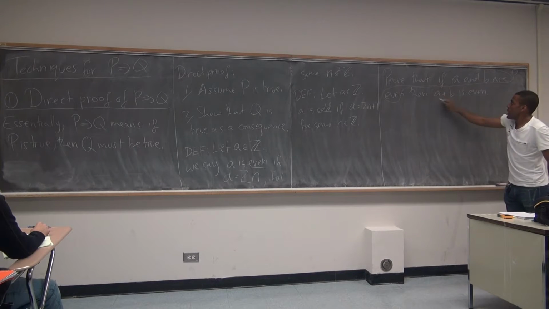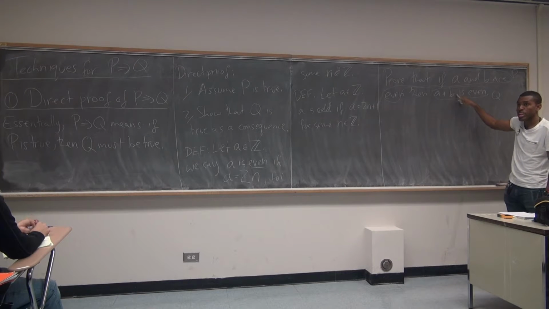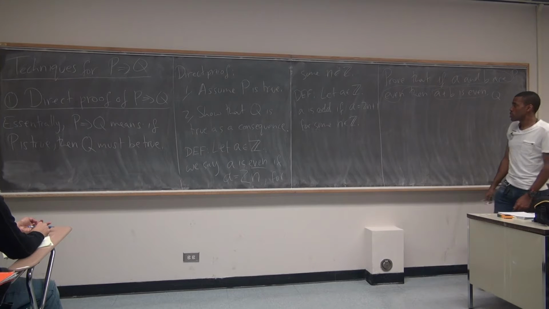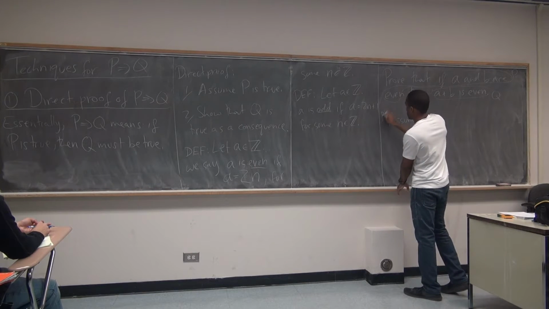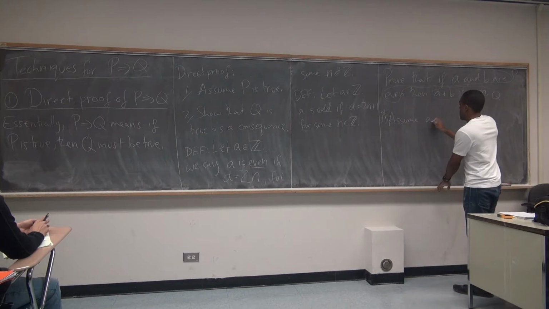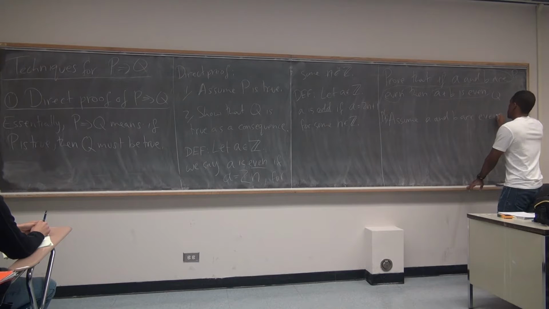A plus B is even, right? So I want to know, if I know a priori that these two are even, then I should be able to conclude that their sum is even. If I start out by saying, assume A plus B is even, I'm already wrong, right? I cannot assume this. This is what I want to prove, given that, right? So what would I do here? I would assume A and B are even, right?